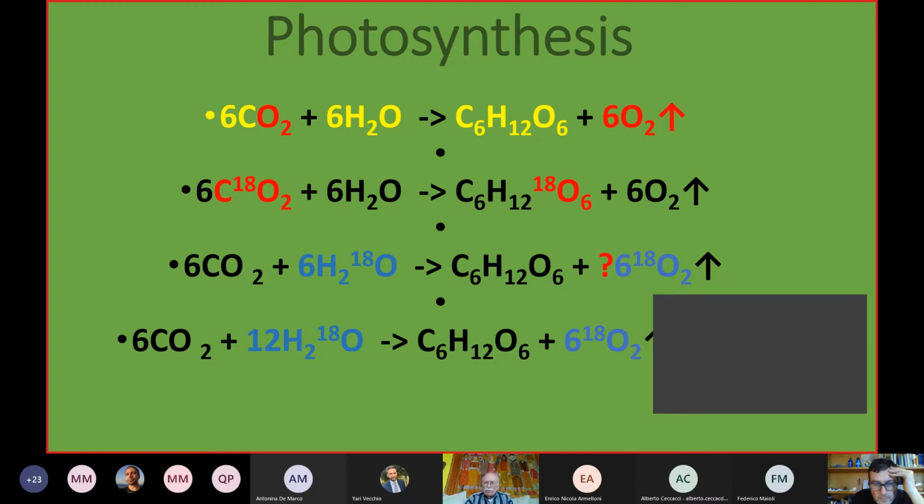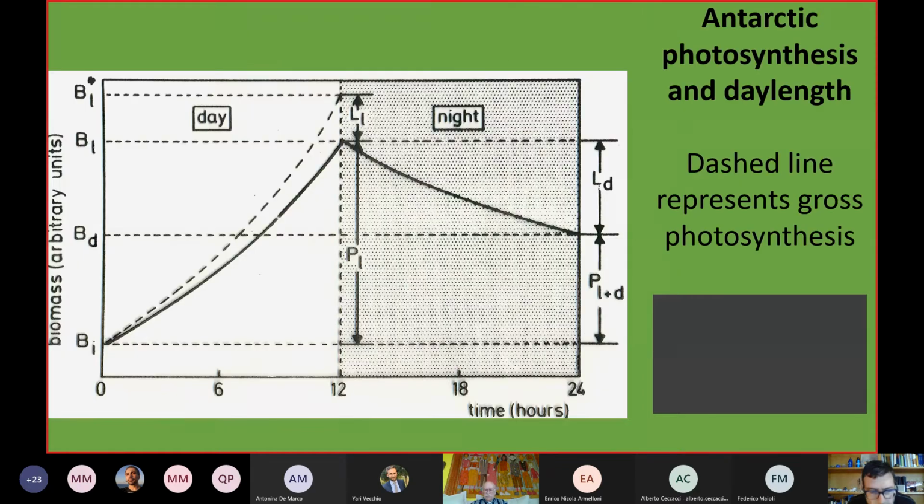updated equation. By the way, all of you are invited to ask questions to stop me. Yes, please, if you want to get in. So all the oxygen is coming from the water. Yes, that is extremely important to understand.